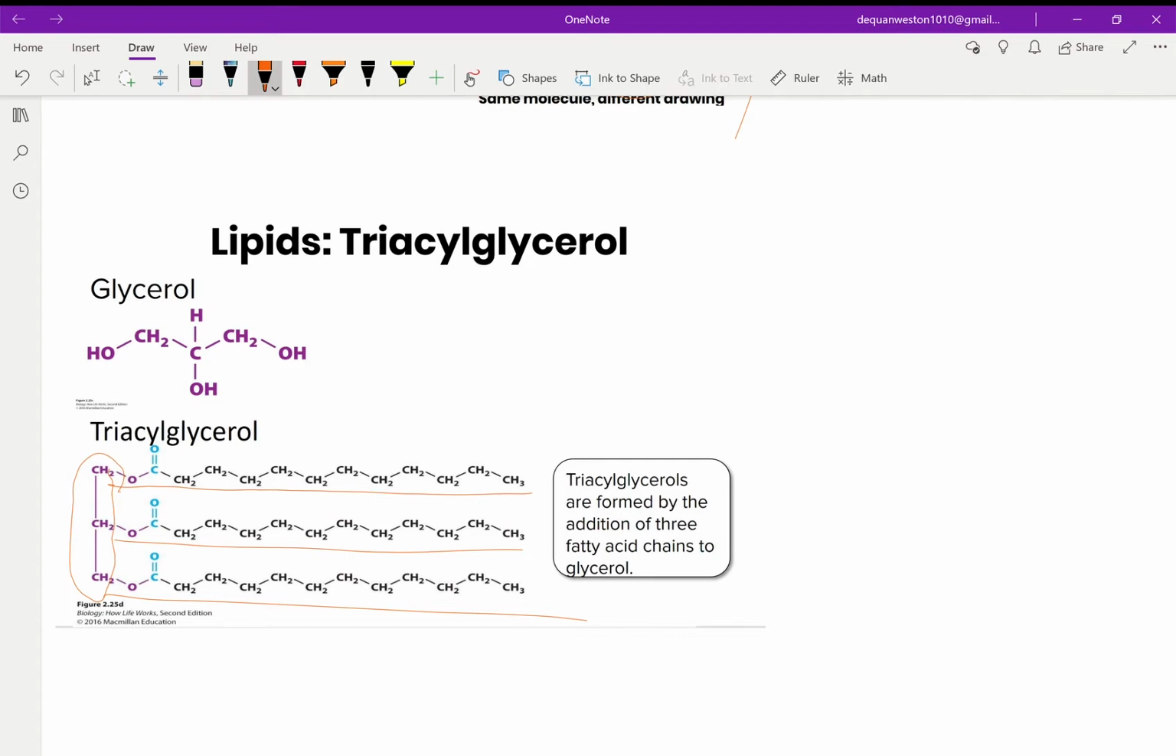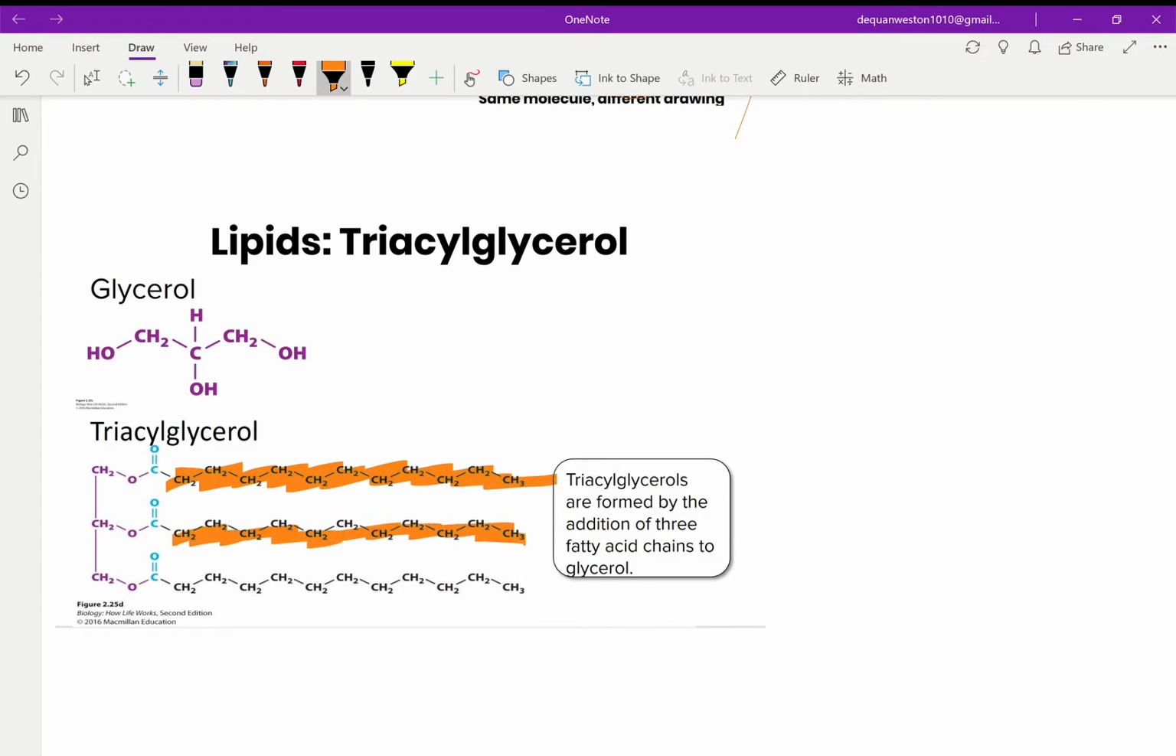The main thing you're going to see this with is energy storage, because these can break off and be used for whatever, to make acetyl-CoA or something like that. So also understand that all of this whole part of the lipid chain is hydrophobic.